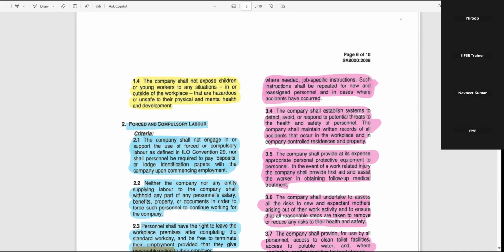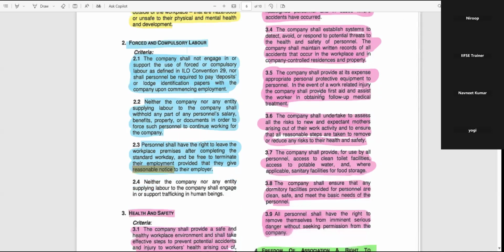Okay, and also the company shall maintain written records of all the accidents that occur in the workplace and in company controlled residence and property. So you should have a record for all the accidents and incidents in your premises. And 3.5, the company shall provide at its expense appropriate personal protective equipment to the personnel. Even in the Factories Act, not only SA 8000, the Factories Act also talks about this: the company has to provide, free of charge, the PPEs which are required for the employees.